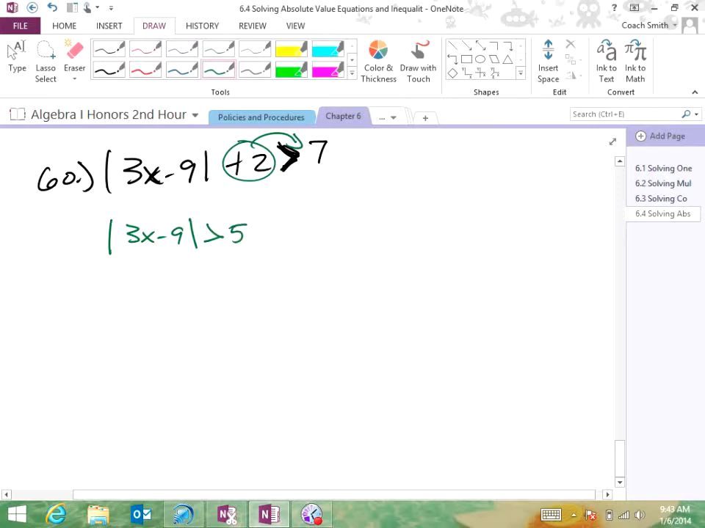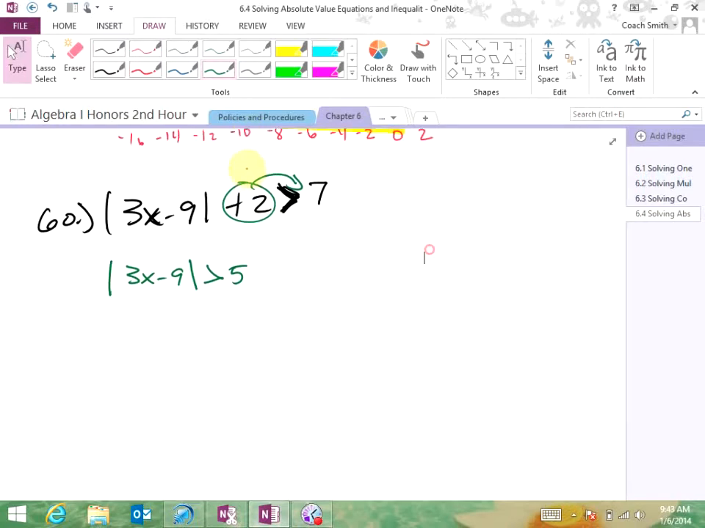Anybody not understand where I got the 5? It was a positive 2 here. It became a negative there. So I had a 7 plus negative 2, which is how I got the 5. Okay, I'm assuming that you understand that part of it.